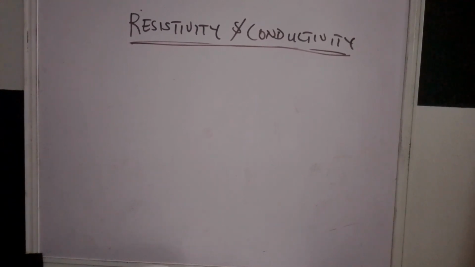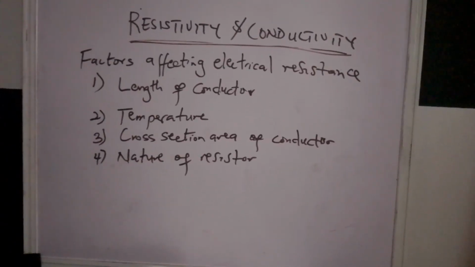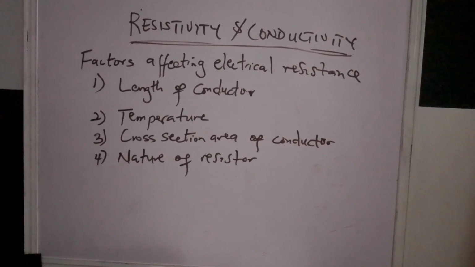Alright, how do we deduce the formula for resistivity? Let's first look at the factors that affect electrical resistance. Today, I'll be giving us 4 factors affecting electrical resistance. As we have it on the board, number 1 is the length of the conductor. The length of the conductor affects its electrical resistance. The more the length, the higher the resistance.